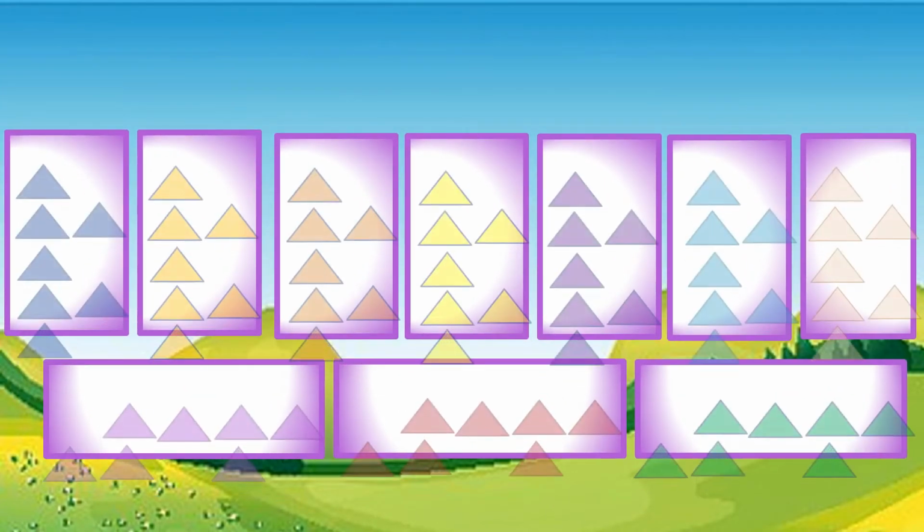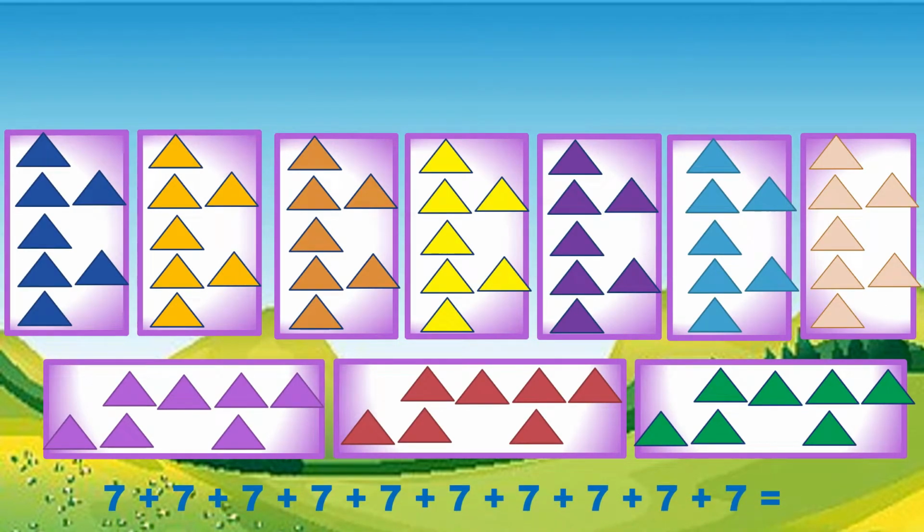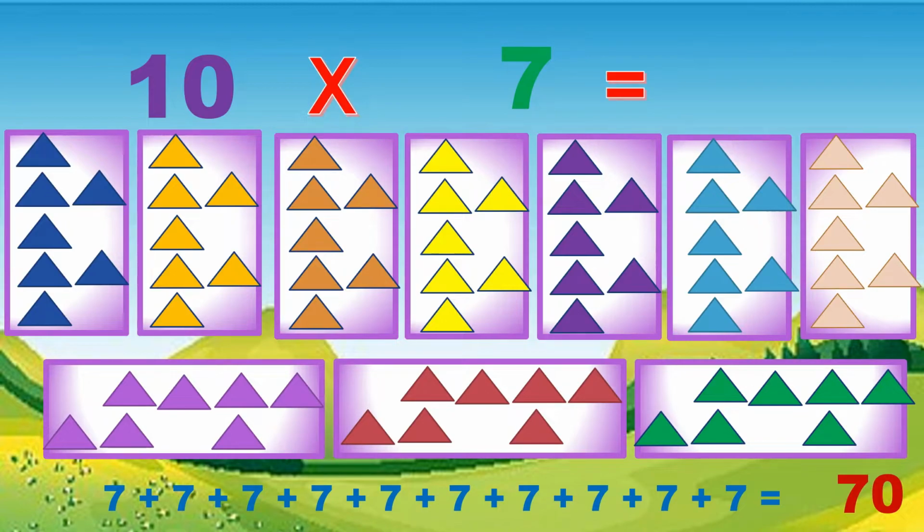10 sets of 7. 7, 14, 21, 28, 35, 42, 49, 56, 63, 70. 10 times 7 equals 70.